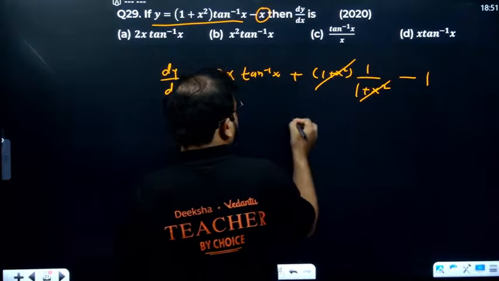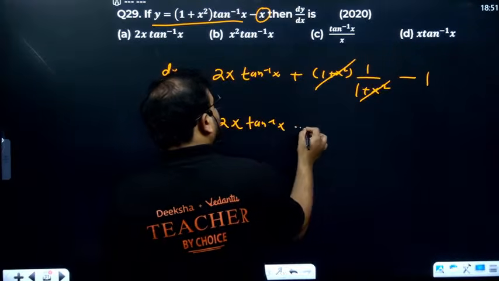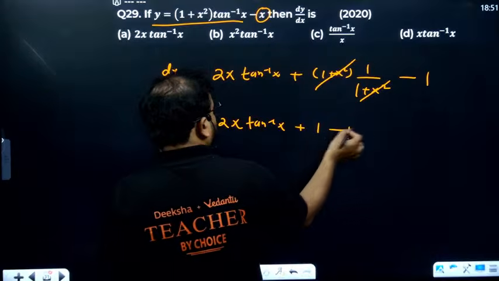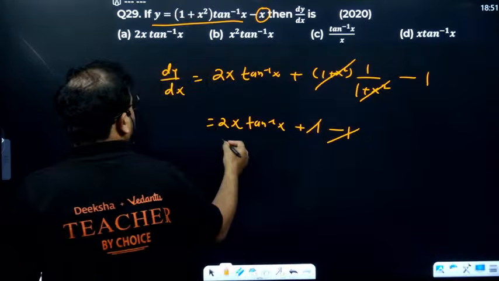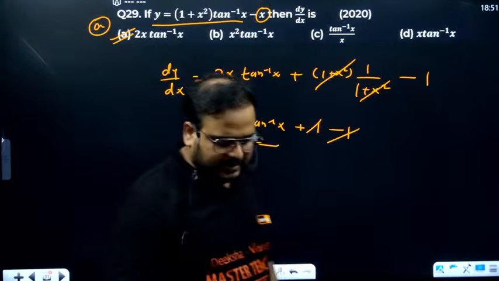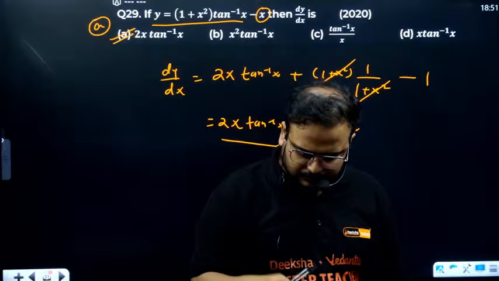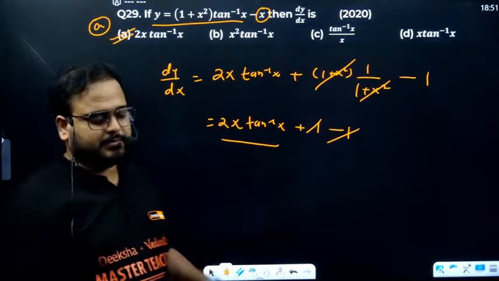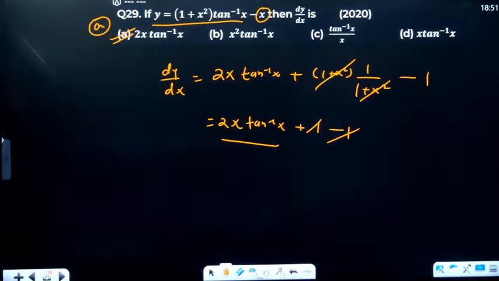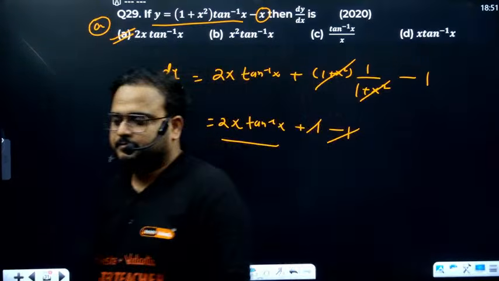This is cancelled. 2x tan inverse of x. This is nothing but 1 and minus 1. They get cancelled. Answer is coming as this value. That's option A. That is option A. Correct, Tanu? For the previous question. Okay. Clear? Clear, guys?